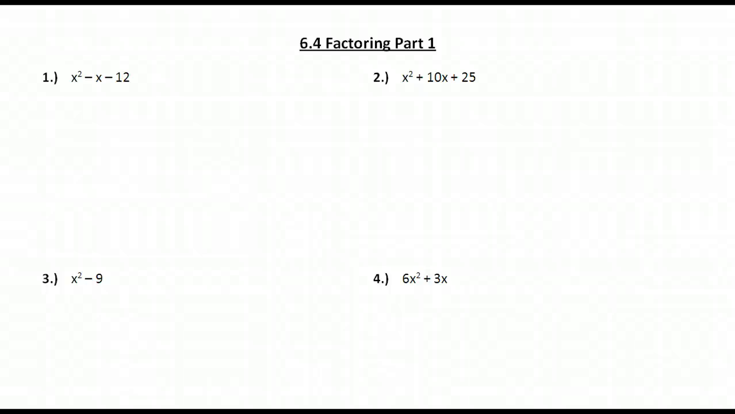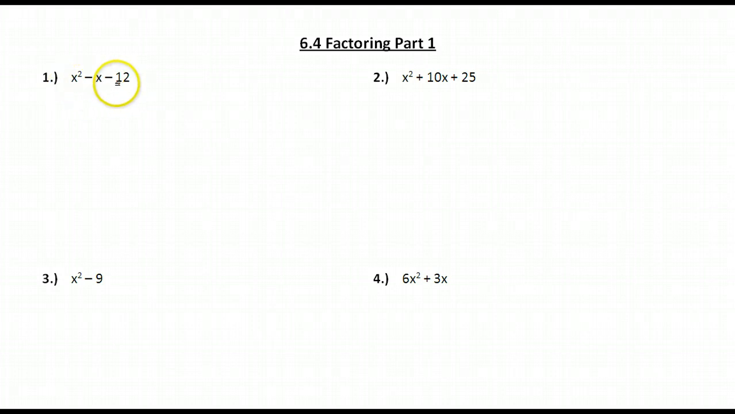To factor a polynomial, we need to break down that polynomial into smaller polynomials that, when multiplied together, equal the original polynomial. If we look at example 1, we have a quadratic polynomial that has 1, 2, 3 terms. So it's a quadratic trinomial.